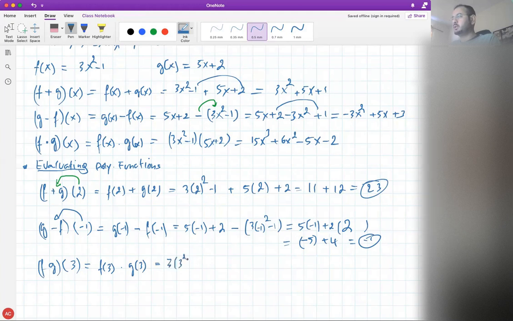So 3 to the second minus 1 times. So this we need to put in parentheses. We're going to put these in parentheses or brackets, the first one, and times. The other one also needs to be in brackets because they both have multiple numbers and operations, so we can separate them with parentheses. So g of 3, so 3 goes into g. This is g, so we're going to put 3 inside of it.